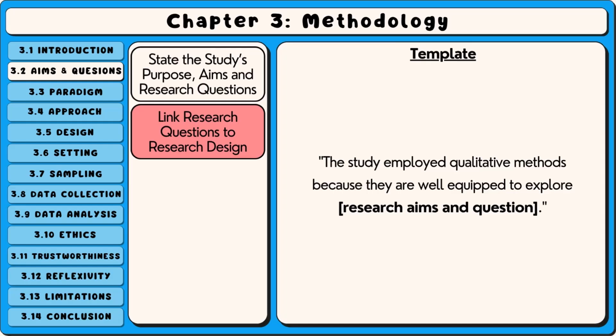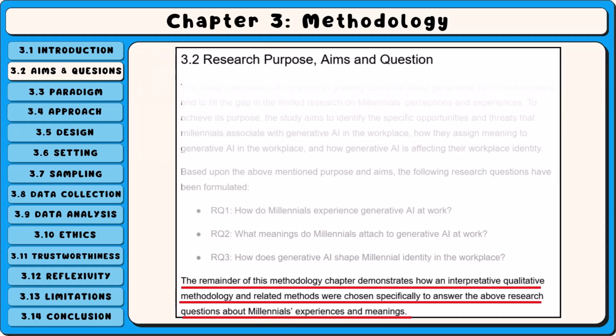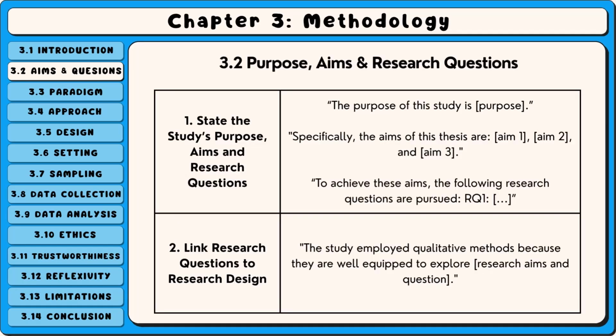This study employed qualitative methods because they are well equipped to explore, and then paraphrase the research aims and questions to finish that sentence. In our example piece, it reads, the remainder of this chapter demonstrates how an interpretive qualitative methodology and related methods were chosen specifically to answer the above research questions about millennials' experiences and meanings. That brings us to the end of section 3.2, the purpose, aims, and research questions.